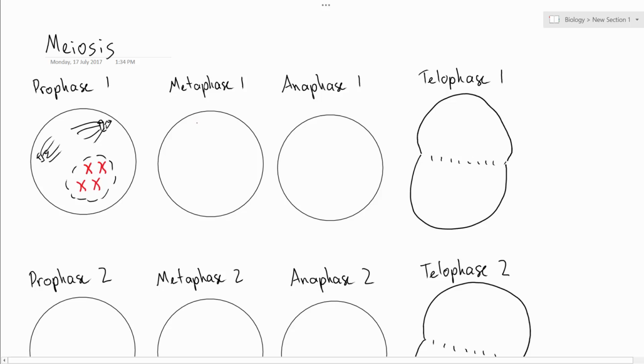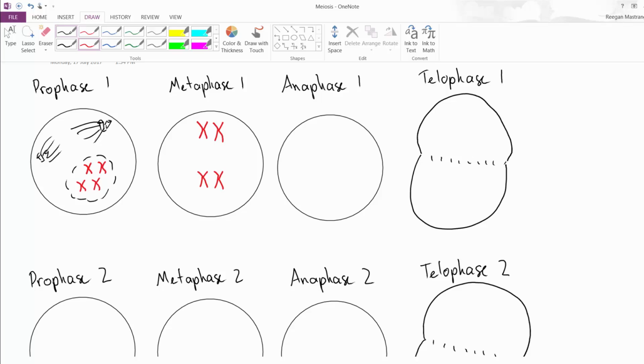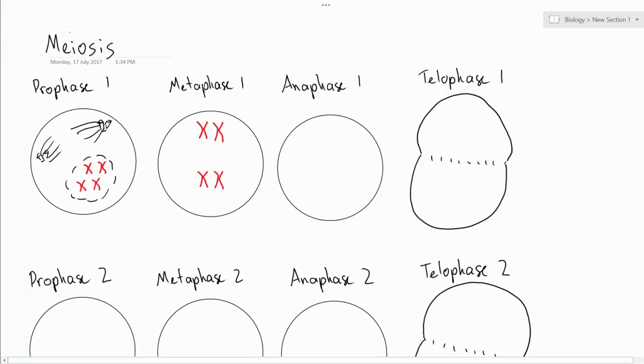Now in metaphase 1, here's one of our first key differences between meiosis and mitosis. What we would usually see is all of those sister chromatids lining up in one big line along the metaphase plate. But in meiosis, we don't see that. They line up in their pairs, and then our spindle fibers are going to pull one complete sister chromatid to an opposite pole from each of those pairs. So along that metaphase plate, they line up in pairs rather than one big long line, which is what we might see in mitosis.